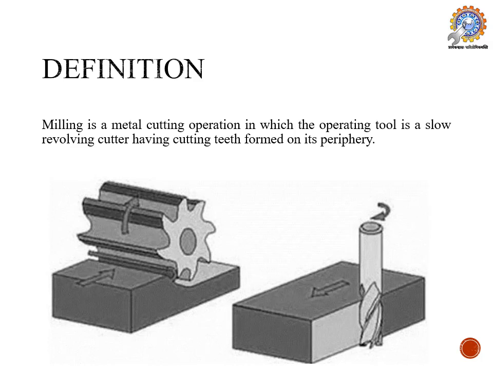Okay, what is milling? The definition says milling is a metal cutting operation in which the operating tool is a slow revolving cutter having cutting teeth formed on its periphery. You can see here two examples were given. In one case, a horizontal rotating cutter sweeps the material, and in the other case, a vertical tool removes the material from the outward.